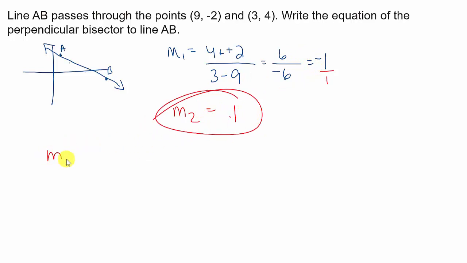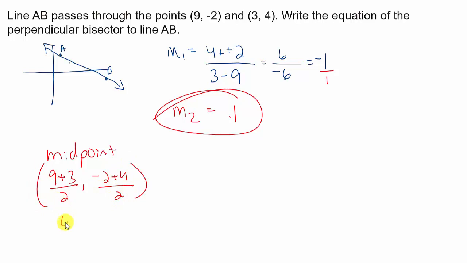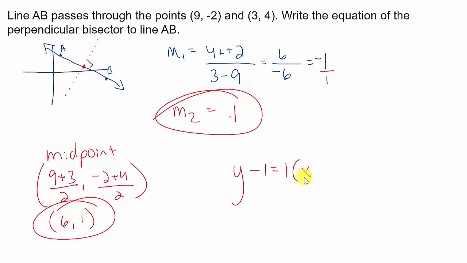I now need to find the midpoint of the line that we're given. So midpoint is x plus x over 2 and y plus y over 2. Let's simplify this and we're going to get 6, 1. This is the point we're going to use. That's the midpoint, okay? 6, 1 is where the midpoint's going to be, and then we're finding the equation of this perpendicular bisector that goes through that midpoint and is perpendicular to this line. In point slope form, that would be y minus my y value of 1 equals my slope times x minus my x value of 6.